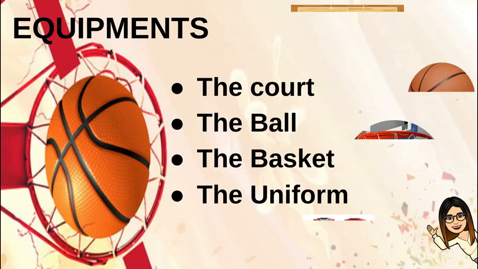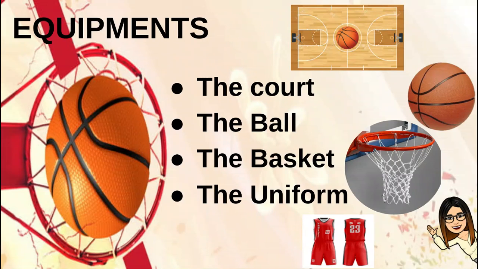Now, let's proceed. There is equipment needed for basketball. Of course, the first one, we need the court. The players will play in the court. Usually, class, most courts are made of wood and have markings that divide them into two sections, 1 and 2. This is for team A, the other one is for team B.